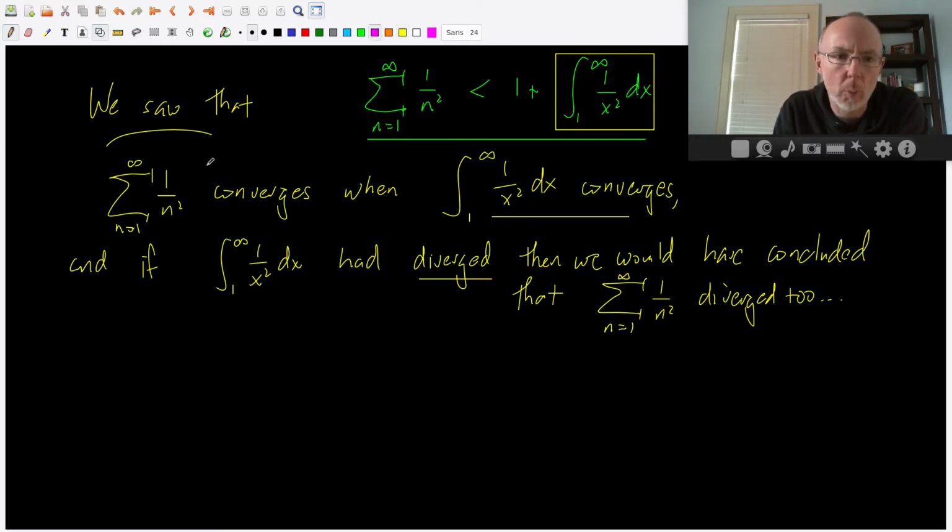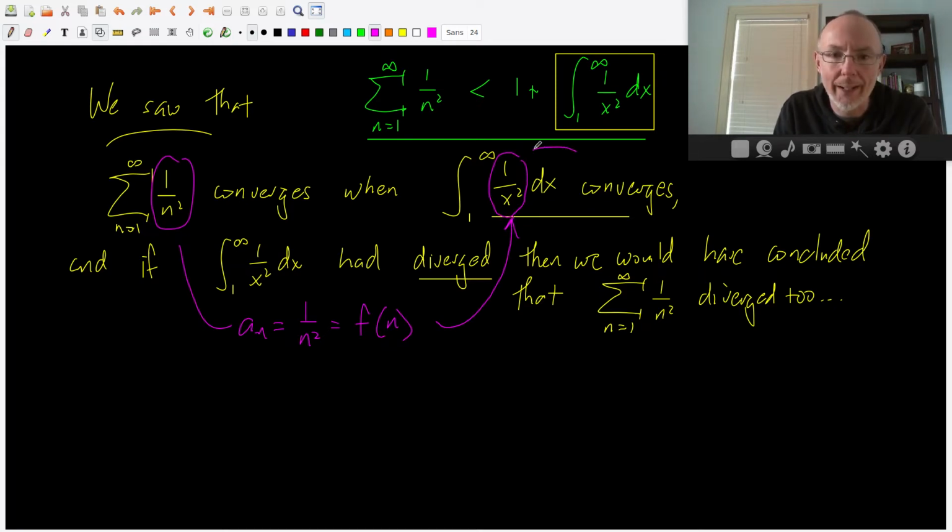And you might ask, well, where did these things come from? This was our nth term, right? The nth term was 1 over n squared, and we thought about that as f of n, and then that led us to use this integral. And where did the 1 over x squared come from? Well, that was f of x, because the term told us what the function was. It's 1 over whatever squared. So if I'm integrating 1 over x squared. And so the term is giving us the function that appeared here.